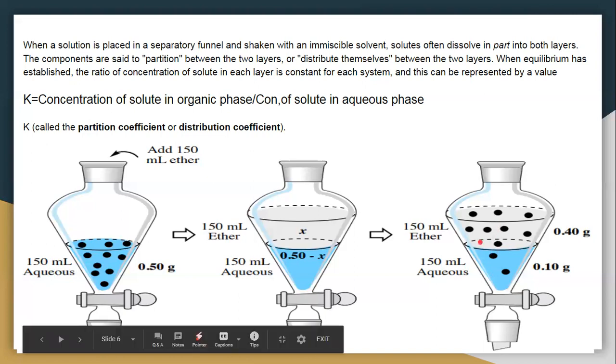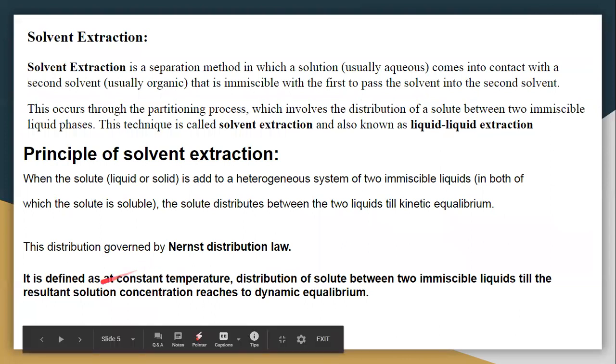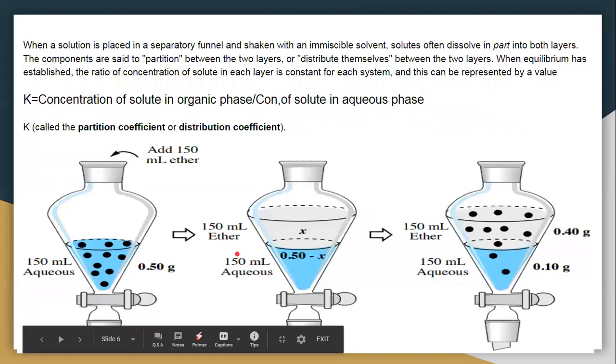Okay, so it happens like this. Next, this process is governed by the Nernst distribution law. Distribution is governed by the Nernst distribution law. Okay, and what does Nernst distribution say? It is defined as: at constant temperature, the distribution of solute between two immiscible liquids continues till the resultant solution concentration reaches dynamic equilibrium. Okay, so this we call the Nernst distribution law.